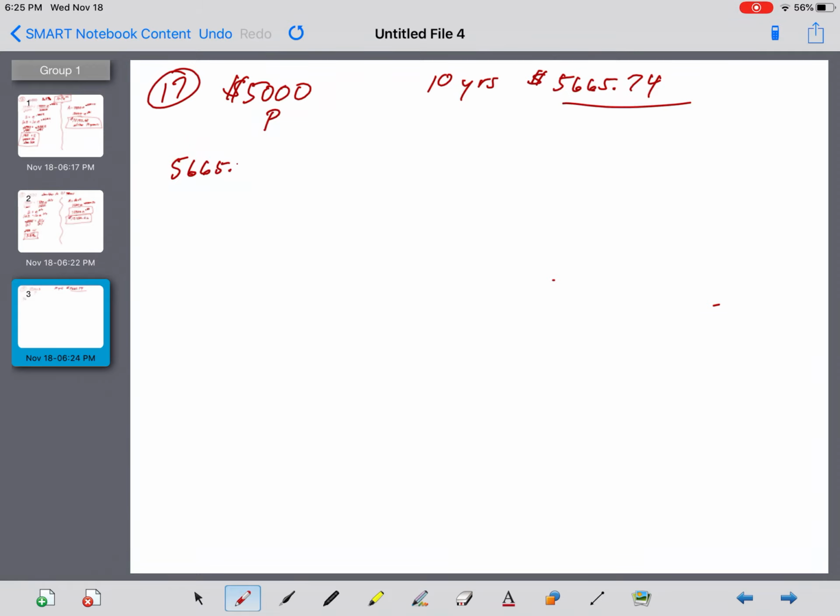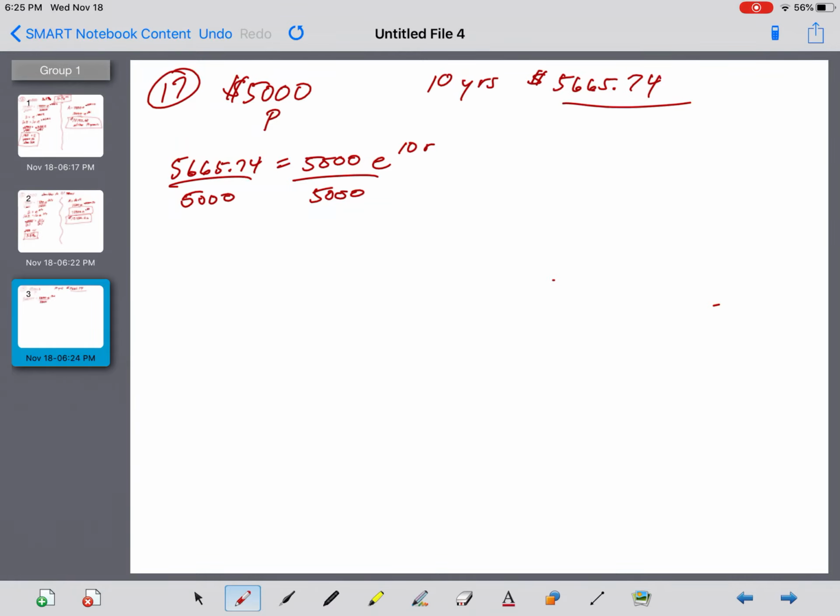So that 5,665.74 goes on the left, the 5,000 goes on the right. You got the e, and then you know this is for 10 years, so you got 10 times the rate, so you're missing the rate. So we divide by 5,000.